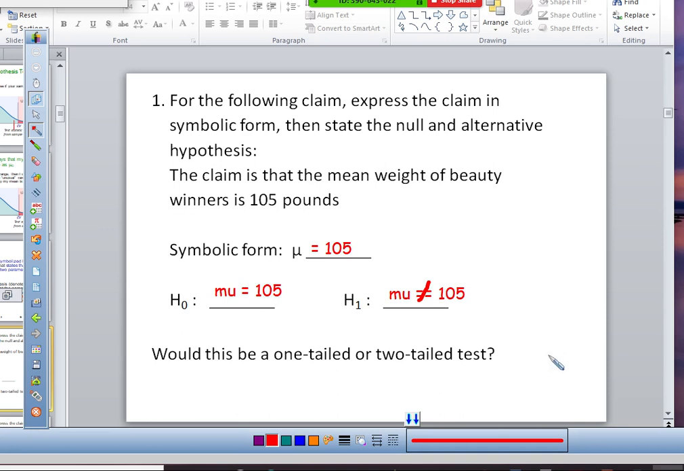Is this a one-tailed or two-tailed test? Oh, where's my chat? Oh, I lost my chat. Chat, you guys chat. Is this one-tailed or two-tailed? Tell me. Yep, two-tailed, exactly. Good.